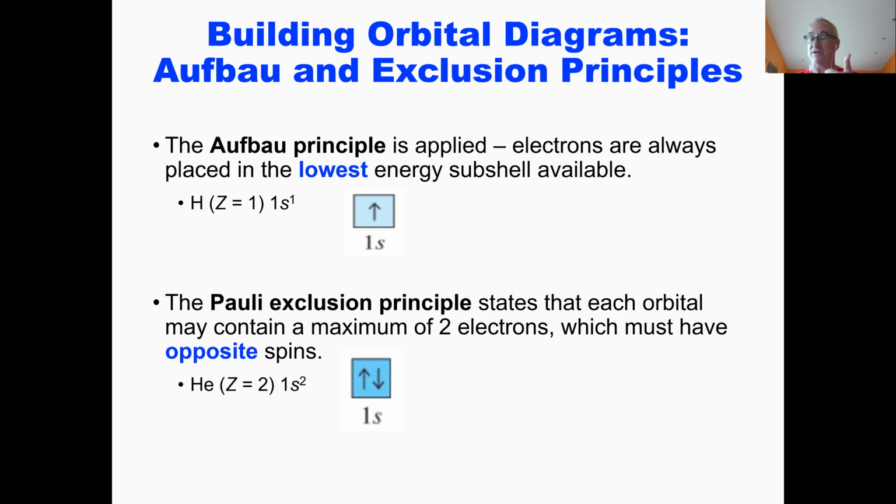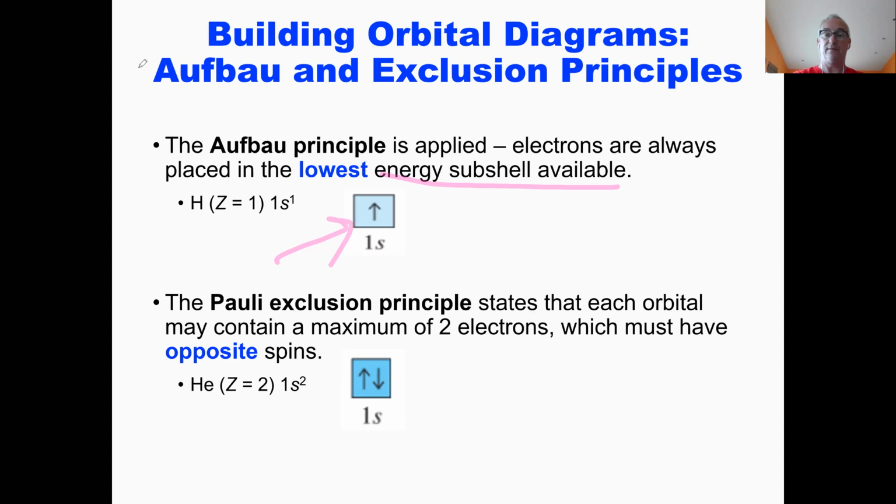So Aufbau says, always, when it's time to add another electron, where am I going to put it? You always put it in the lowest energy subshell available. So hydrogen, duh, the very lowest subshell is 1s. That's as low as it gets. Well, that's where the electron goes. Where does the next one go? It would go also in 1s because there's still room for an electron and it's the lowest energy possible.